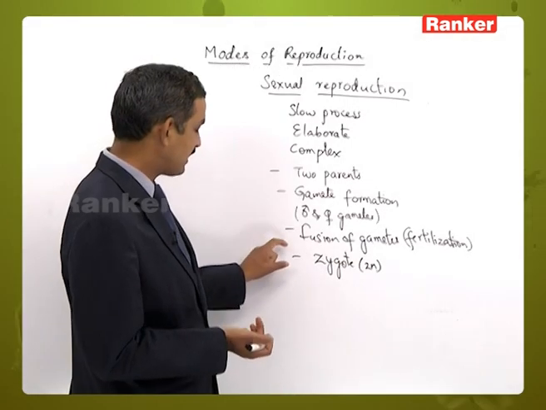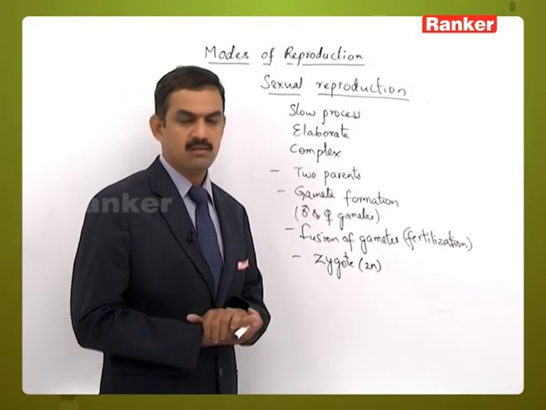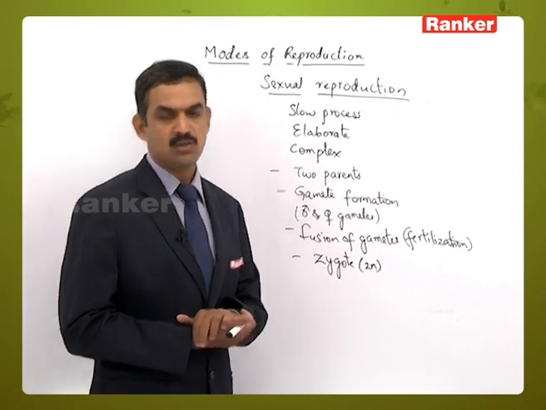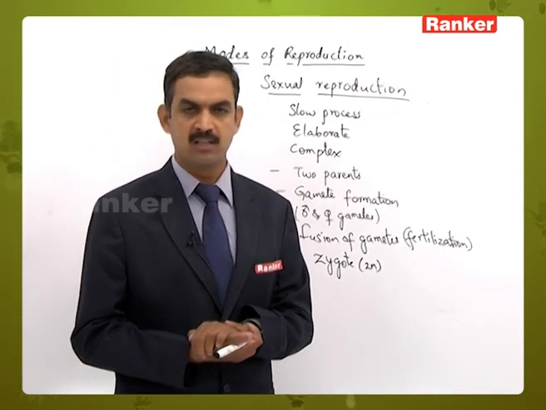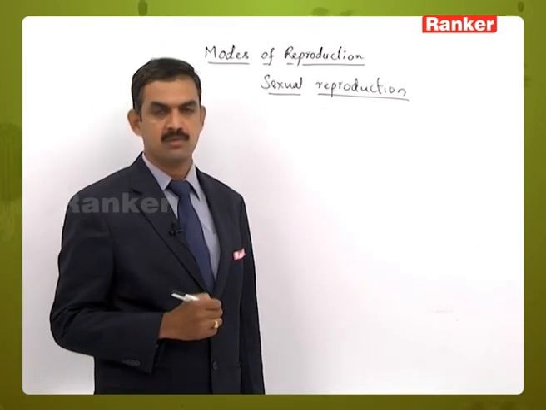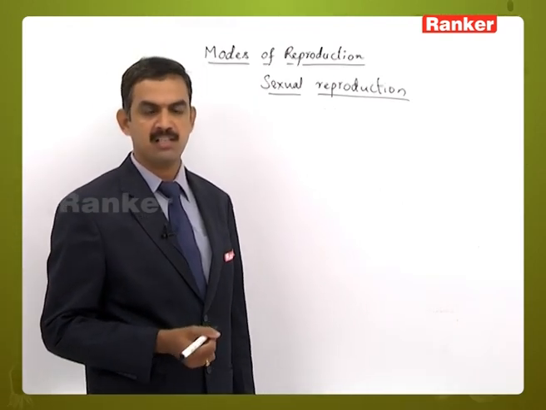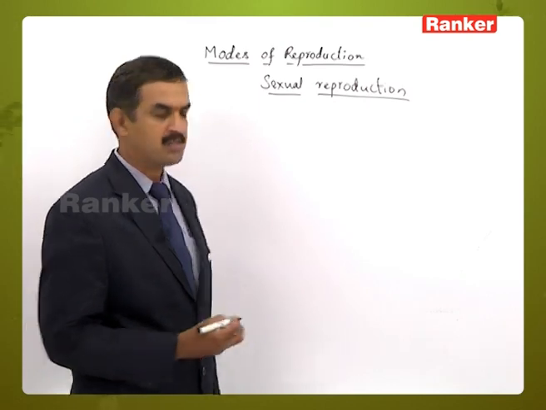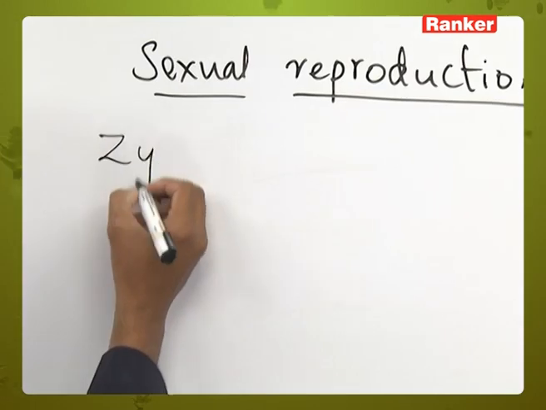And here, based on the stage where the meiosis is taking place, there are three types of meiotic steps. There are three stages where meiosis occurs in the life of a living organism. Based on that, the first is zygotic meiosis.